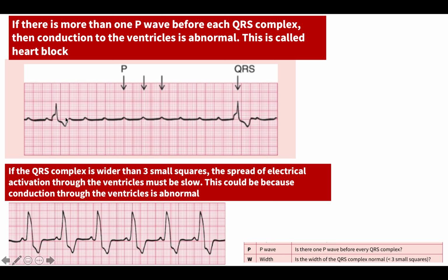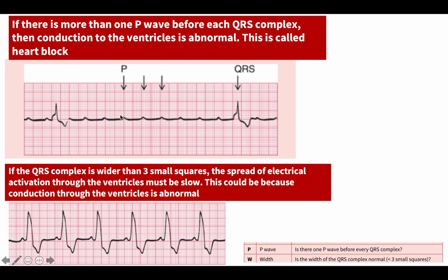For example, on the screen you can see that there are multiple P waves prior to each QRS complex. So you know that the atria is functioning, the SA node is firing, and the atria is depolarizing and contracting, but there is no presence of a QRS complex, so there's some sort of block. The electrical activity is not going down from the AV node into the bundle of His and into the ventricle, so there is some sort of heart block.